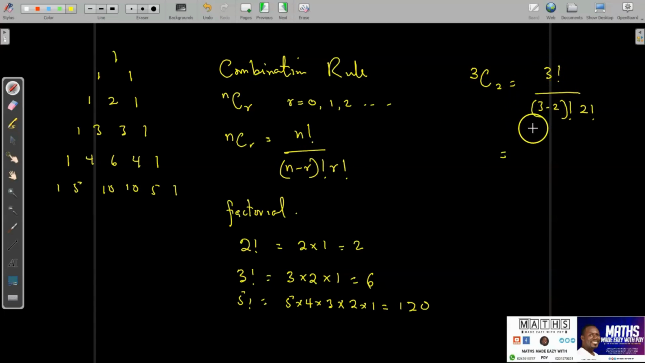So answering 3 combination 2, based on the rule, even though your calculator can give you the answer, you should manually be able to come up with it. We have 3 factorial as 3 multiplying 2 multiplying 1, all divided by 3 minus 2, which is 1. So we get 1 factorial, then multiplying 2 factorial. 2 times 3 gives us 6, divided by 1 factorial, which is 1, and 2 factorial is also 2. So you have 1 times 2.